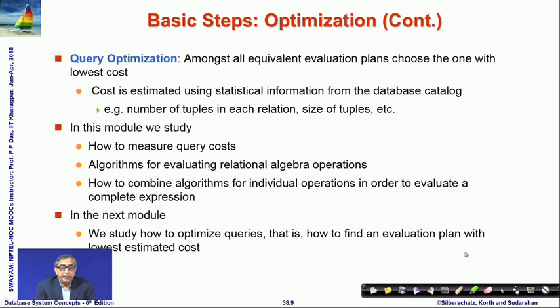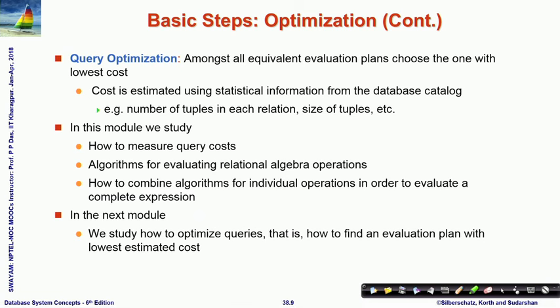So, in terms of query optimization, out of all these equivalent evaluation plans, we try to choose the one that gives us the minimum cost, the lowest cost evaluation. The cost will have to be estimated based on certain statistical information from the database catalog. For example, the number of tuples in the relation, the size of the tuples, the attributes on which conditions are frequently tested, and so on. So, this is what we would in totality try to understand.